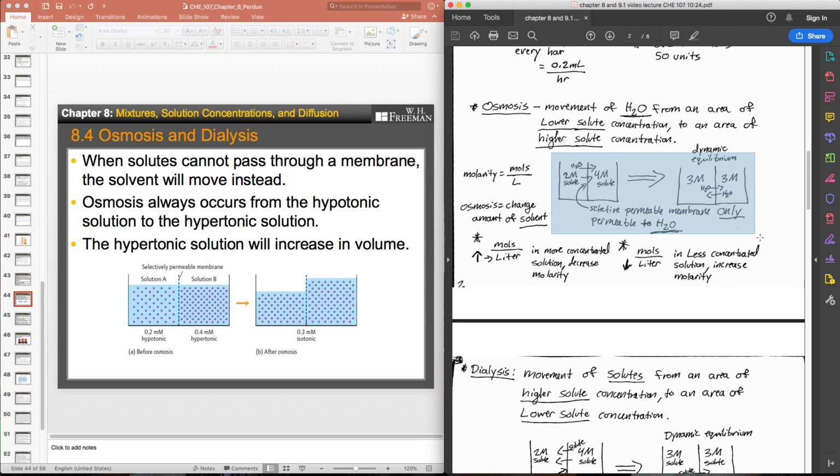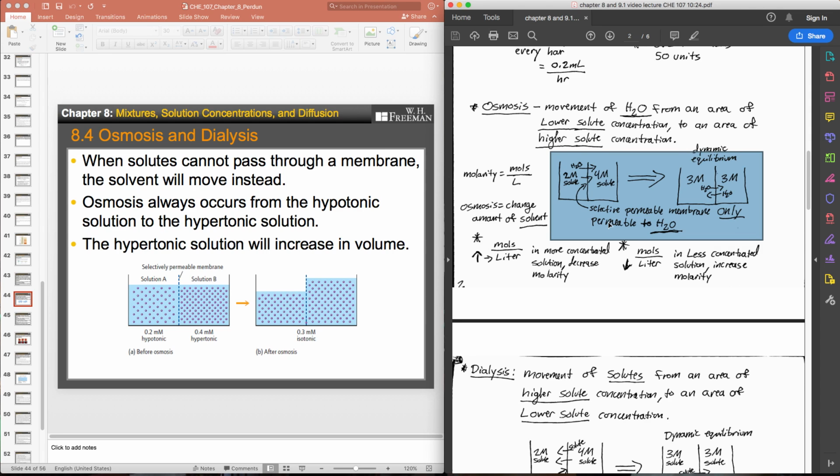So if we're looking at this example, we have the selective permeable membrane. It's important to note that in this osmosis example, the selective permeable membrane is only permeable to water, right? So with osmosis, we're only allowing water to move, and the solutes that are dissolved in this solution are not allowed to move, okay? If they were allowed to move, then dialysis would occur.